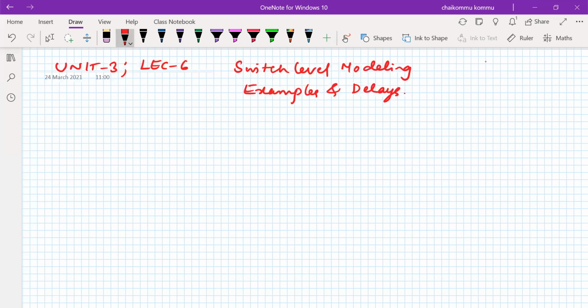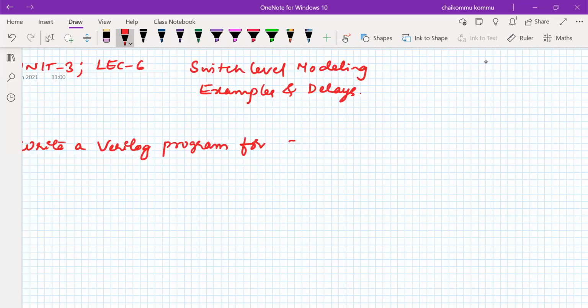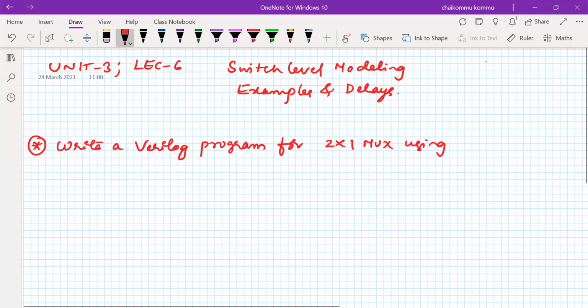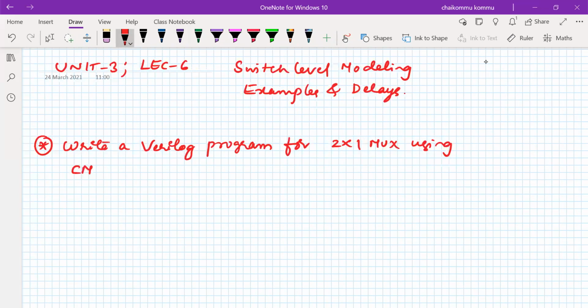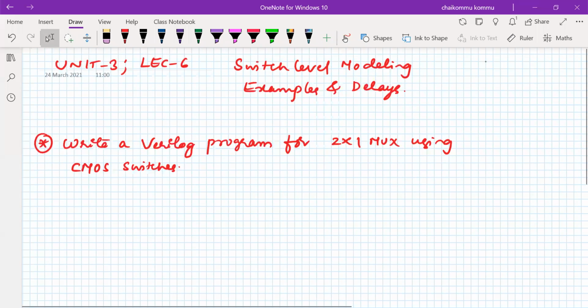Fine. So let us write a simple Verilog program for a 2x1 mux using CMOS switches. Okay, so this is the question that I have asked. Write a Verilog program for a 2x1 multiplexer using the CMOS switches. Now how do we do this one?